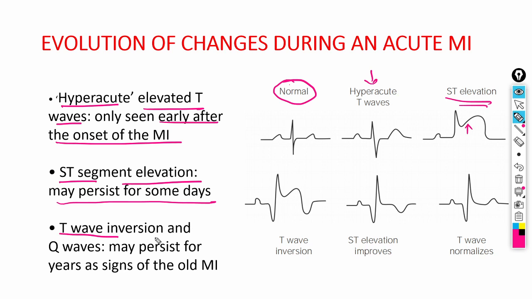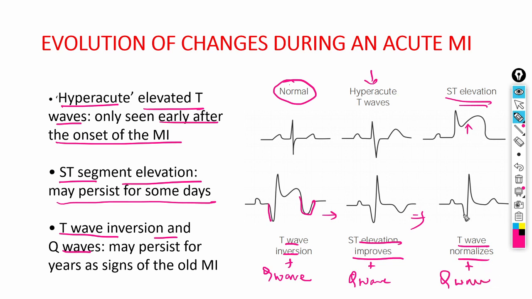Then there is T wave inversion and Q wave development. Now here we have developed a Q wave along with inverted T wave. T wave inversion plus Q wave. After some time, the ST elevation improves, but in this case the T wave is still inverted and there is presence of a Q wave also. As time passes, after years or so, the T wave also normalizes, that is upright T wave, but the Q wave is now persistent, which shows the old changes.